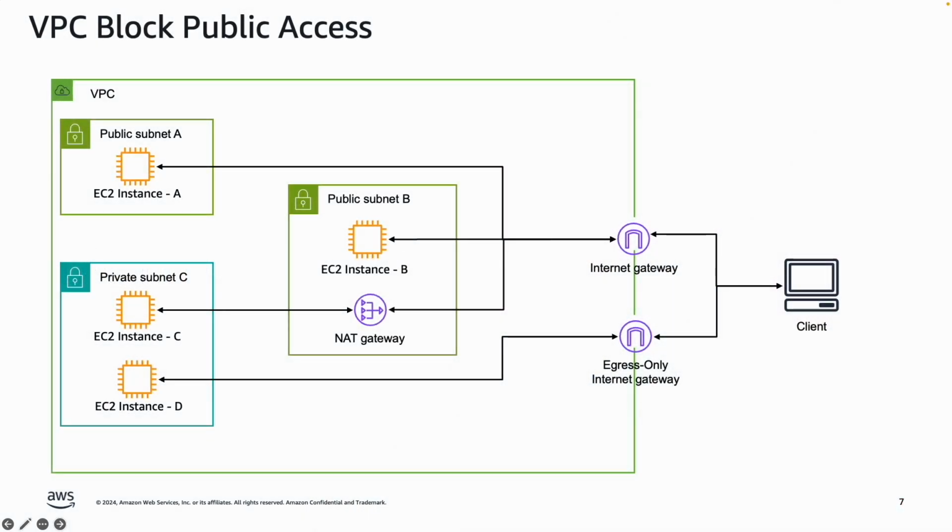Thank you, Sridhar. For this demo, we have a VPC which has two public subnets and one private subnet. Instances in the public subnet have connectivity to the internet via internet gateway, and instances in my private subnet have connectivity via NAT gateway or egress-only internet gateway. Next, we'll go to the console and see how this setup looks.